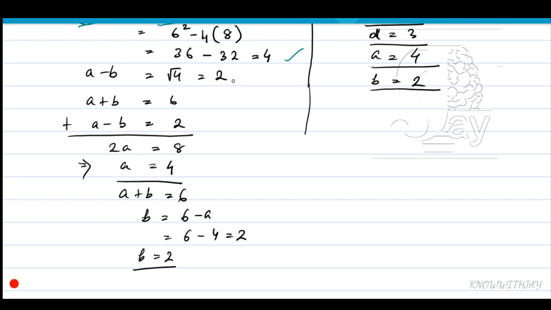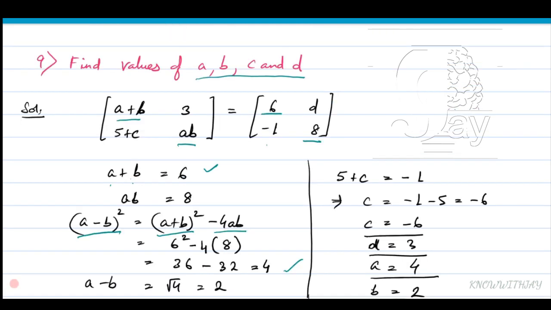So now if we use simultaneous linear equations in two variables, we can easily eliminate b by adding the two equations. We get 2a equals 8, a equals 4 and b equals 2. Now if we compare the third element of the two matrices, we have 5 plus c equals minus 1, so c equals minus 6. And d is the second element of the two matrices, so we can easily get d equals 3. Now we have all the 4 elements.